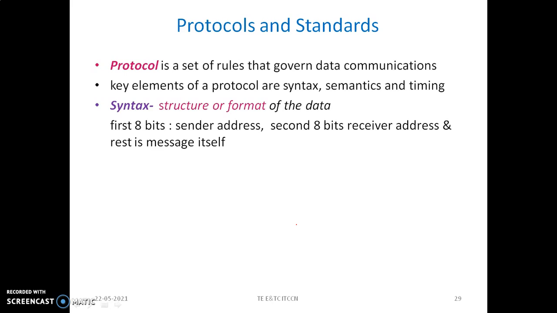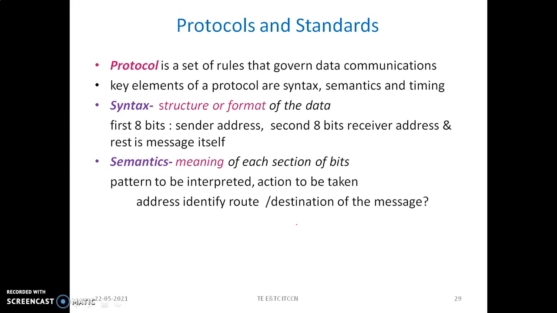For example, when a message is to be conveyed, the syntax may be such that the first 8 bits indicate the sender address, the second 8 bits convey the receiver address, and the rest of the bits within the message are the message itself. Semantics conveys the meaning of each section of the bits, that is, what pattern is to be interpreted from the given data and what action is to be taken. It means that if there is a set of bits, what message is conveyed by that set of bits is given by the semantics.